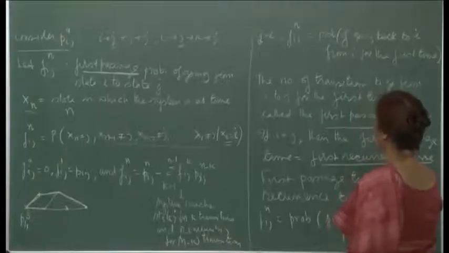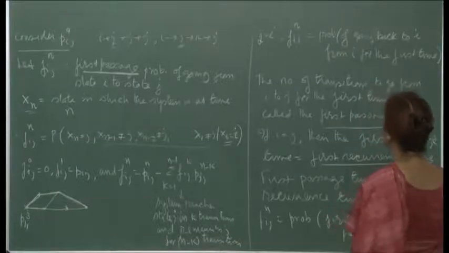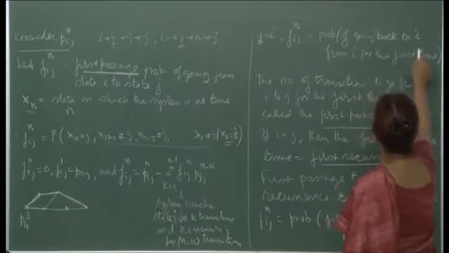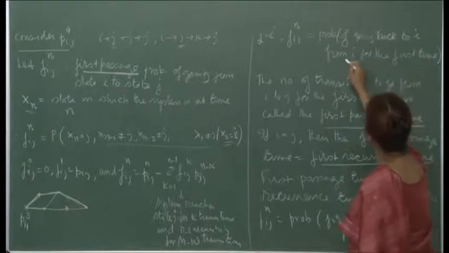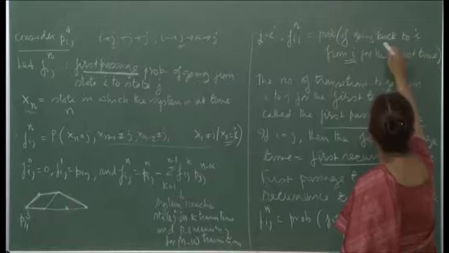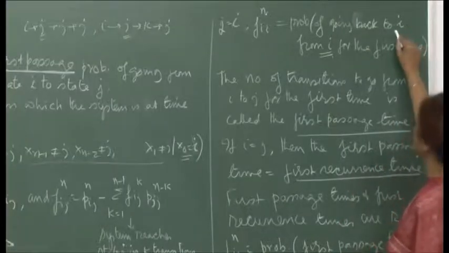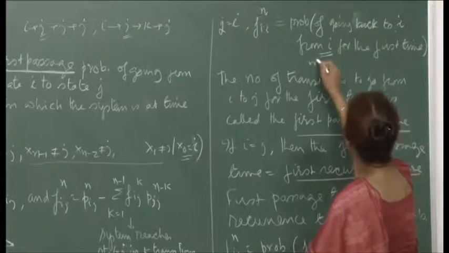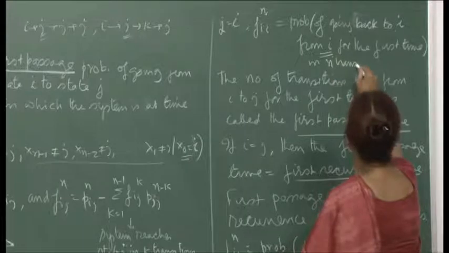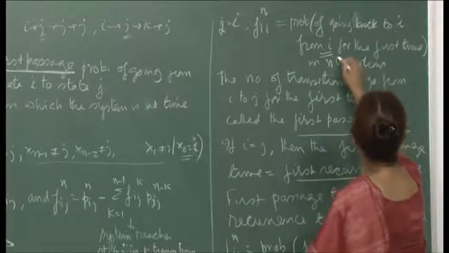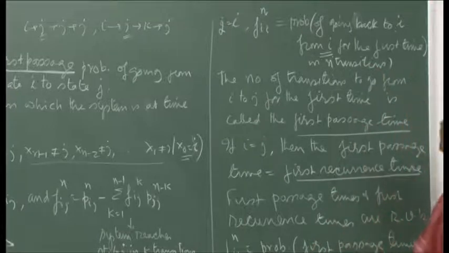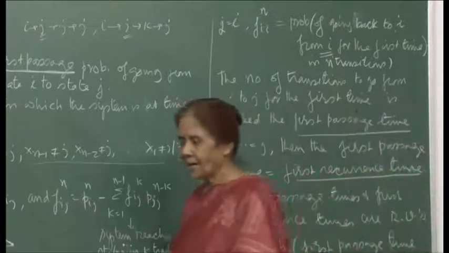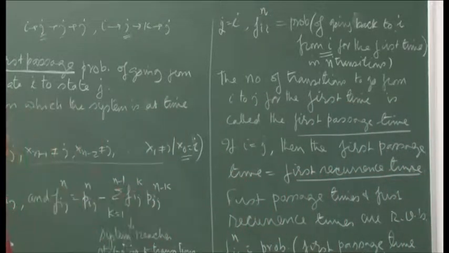And of course, when j is equal to i, then f i i n would be the probability of going back to i from i for the first time. So, you started from state i, and then for the first time you reach state i again in n transitions. So, this will be f i i n, and that will be the probability of recurrence of state i in n steps.